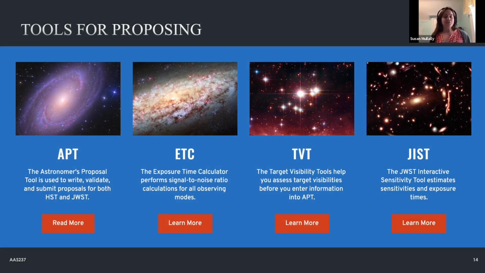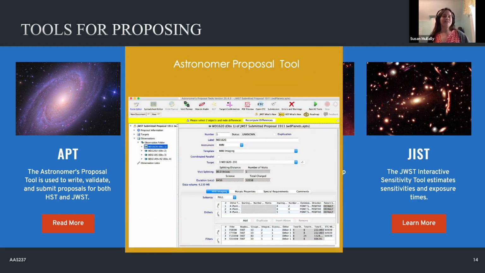So there are several tools for when you get around to putting in your JWST proposal that you should be aware of. One is APT. This is the same tool that's used by Hubble. You put in your targets and you can set up all your observations in here.